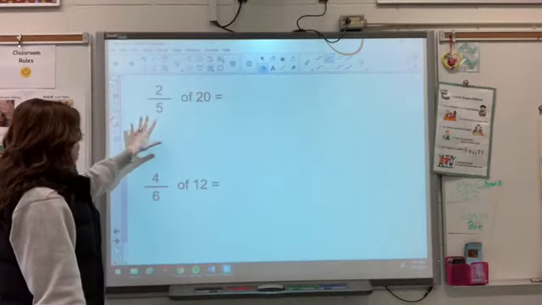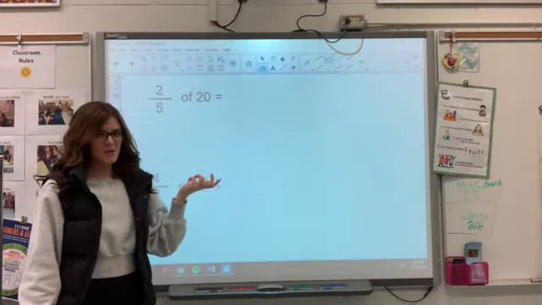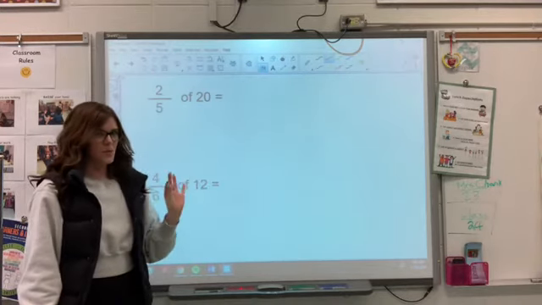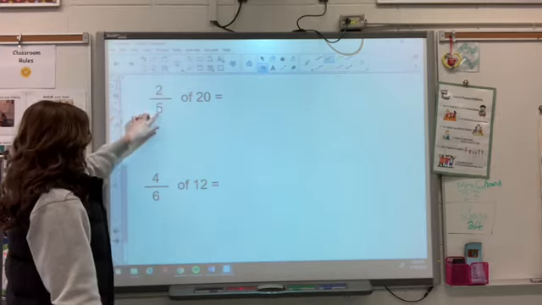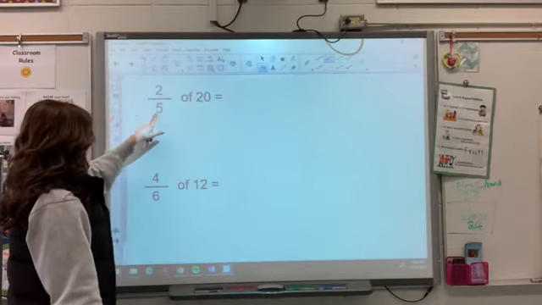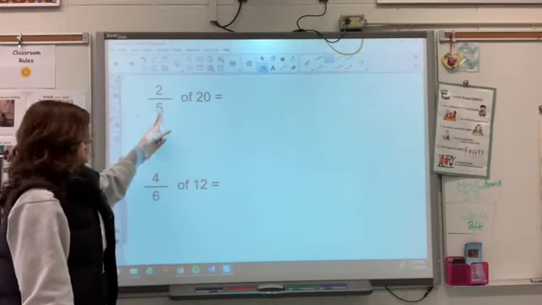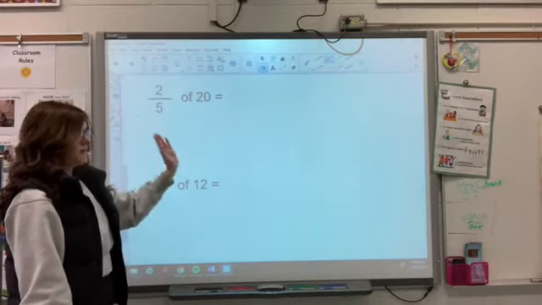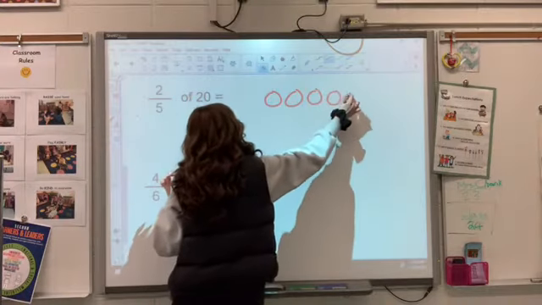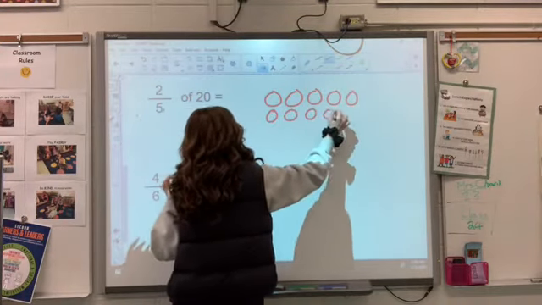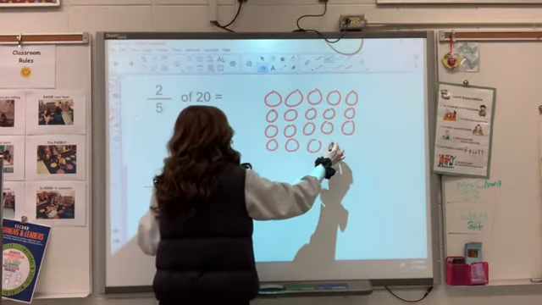So let's try this one here. Now I'm really hoping, after doing this a couple times, some of you have clicked and said, hey, this is just like multiplication and division, okay? If it hasn't quite clicked yet, just wait. I have 20 objects, and I want to know how many are in 2/5. So I have 20. I need to start making rows of 5. That's kind of like the arrays that we were doing in our multiplication and division unit. So I'm going to start making rows of 5. I'm going to stop when I get to 20. 1, 2, 3, 4, 5, 6, 7, 8, 9, 10, 11, 12, 13, 14, 15, 16, 17, 18, 19, 20.